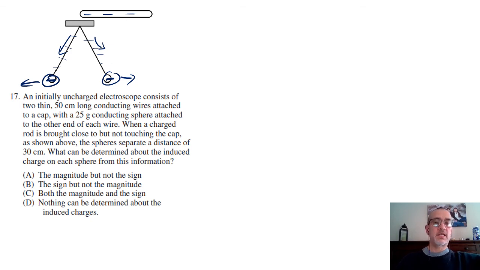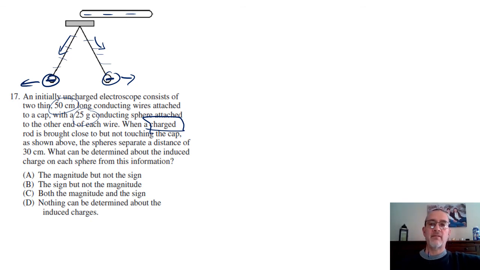So in this problem it says an initially uncharged electroscope consists of two thin 50 centimeter long conducting wires, so we know the distance there, attached to a cap with a 25-gram conducting sphere attached to the other end of each wire. So we're bringing a charged rod. It doesn't tell us whether it's positive or negative. Close to but not touching the cap, the spheres separate a distance of 30 centimeters.